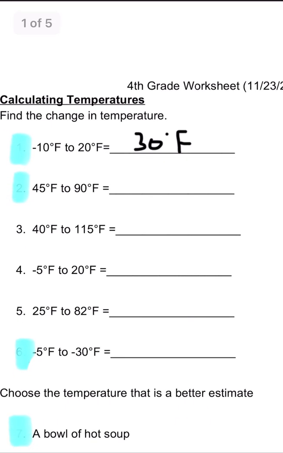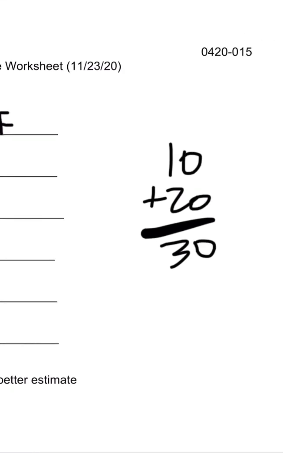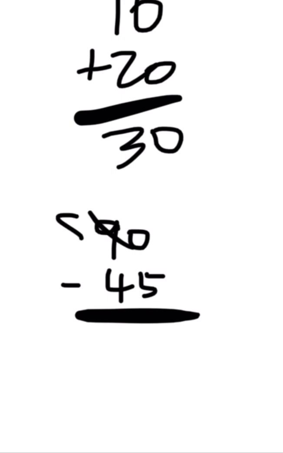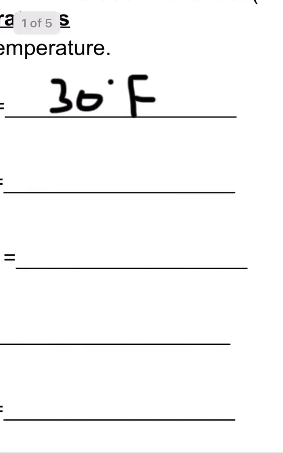Number 2, 45 degrees Fahrenheit to 90 degrees Fahrenheit. Here you see that we're staying in the positive numbers, so we're going to subtract 90 minus 45. Carry the 1, 10 minus 5 is 5, so we have 45 degrees Fahrenheit.